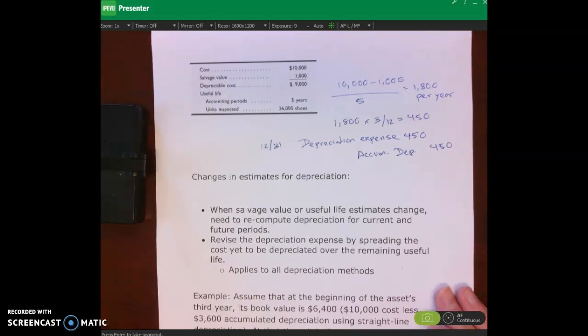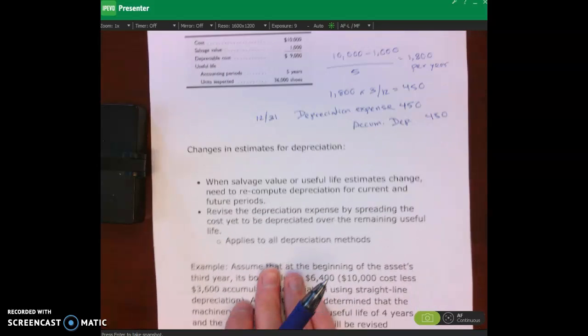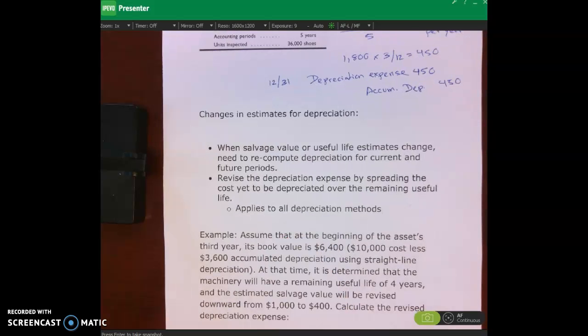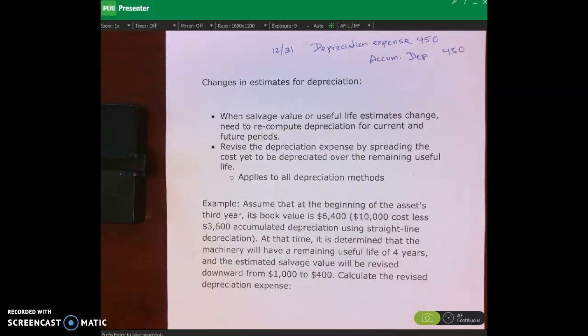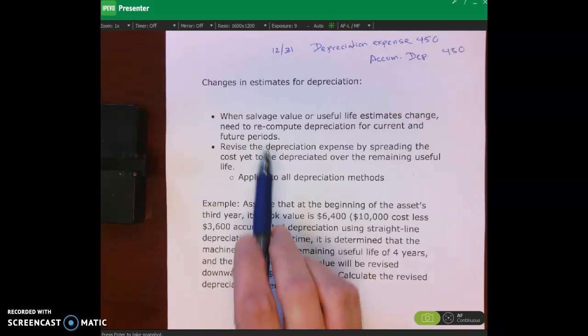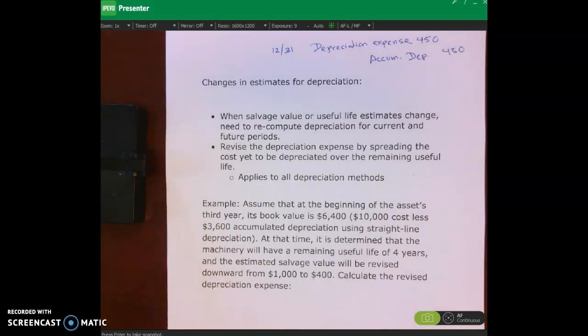Let's talk about changes in estimates for depreciation. So sometimes the company can change their estimate of the salvage value and then their estimate of the useful life. And so that's what we need to talk about now. Okay? So the way that we do this, when this happens, what we'll need to do is to recompute depreciation for our current and future periods. And the way that we do this is we take the remaining book value, the book value, divided by the remaining useful life. Okay?